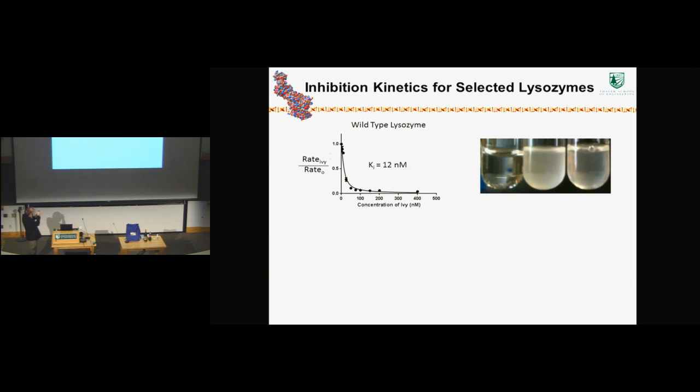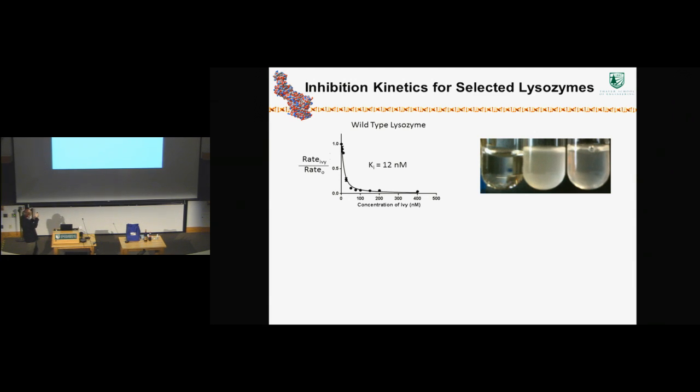So we measure this rate in the absence of the IV inhibitor. That's this rate naught. We then add a little bit of IV into a replicate reaction, and we measure the rate of the enzyme in the presence of a little bit of IV. And this is the rate of degradation in the presence of IV. And we can do this for a range of IV concentrations.